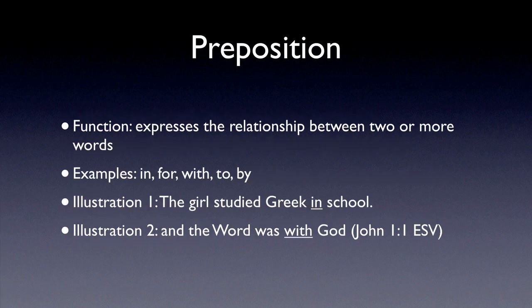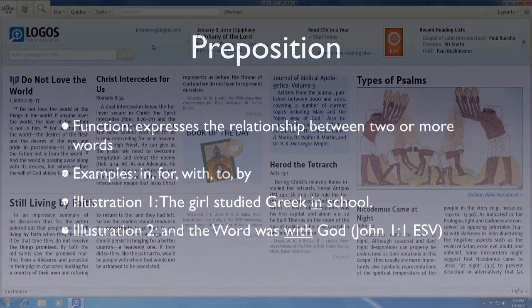A preposition is a word that expresses the relationship between two or more words. Here are some examples: in, for, with, to, and by. In the first illustration, the girl studied Greek in school. In expresses or indicates where the action of the verb studied took place. In illustration number 2, and the word was with God, the preposition with indicates the relationship between word and God.